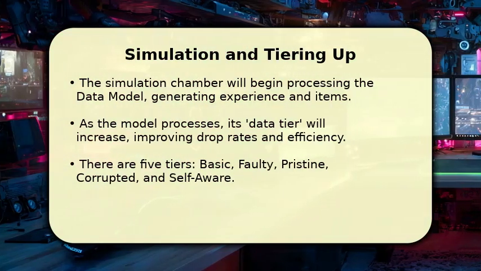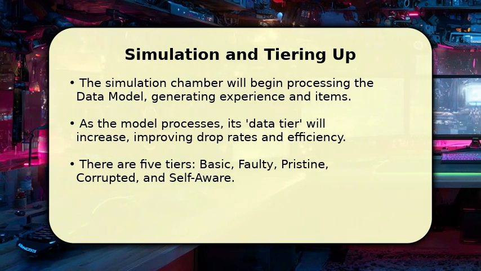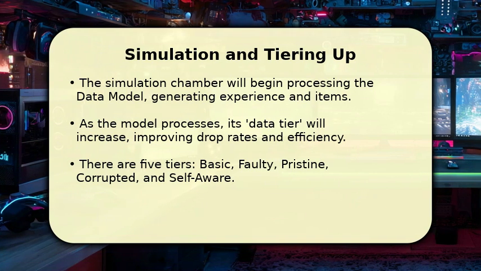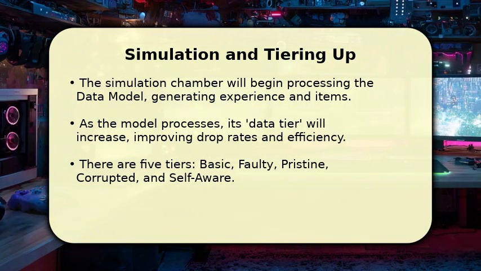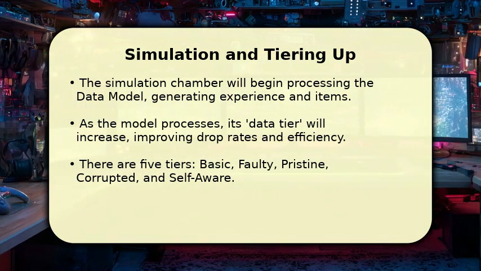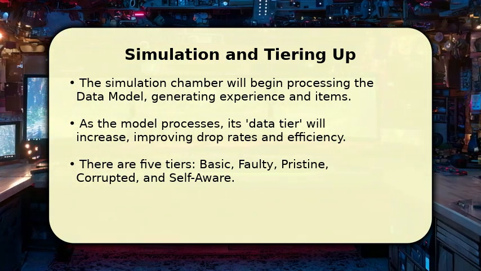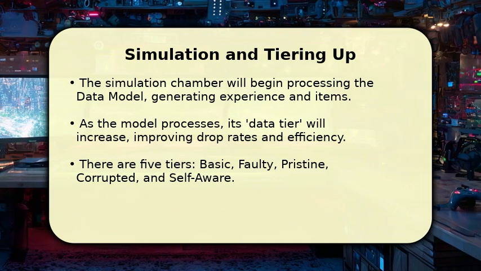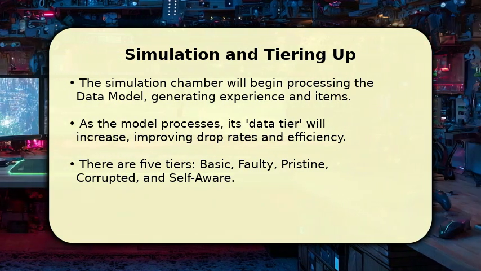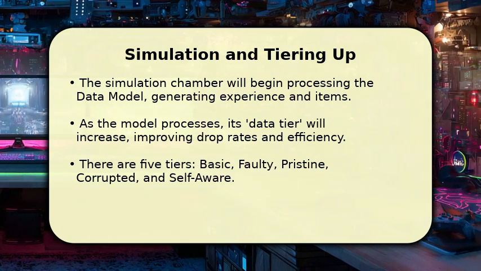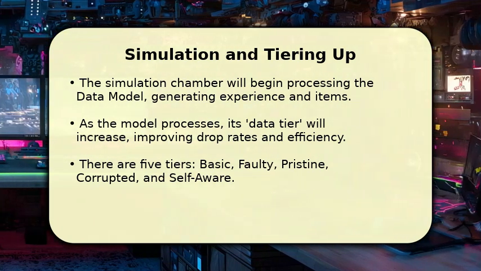Once the data model is in the simulation chamber and powered, it will begin processing. This generates experience and items, but more importantly, it increases the model's data tier. There are 5 distinct tiers: basic, faulty, pristine, corrupted, and self-aware. Each tier improves the drop rates and overall efficiency of the simulation, making your resource generation more potent over time. Aim for the highest tiers for maximum output.